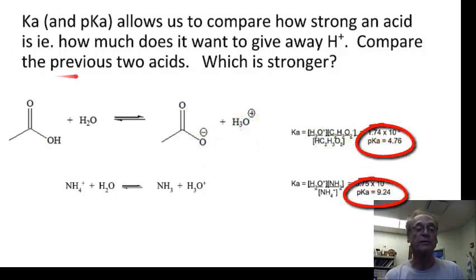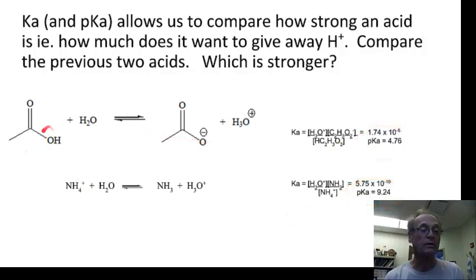So let's compare the previous two acids, which is stronger. We saw that for acetic acid, the pKa was 4.76. For ammonium ion, the pKa was 9.24. Which is a stronger acid, ammonium or acetic acid? And the answer is the smaller pKa value is the one that corresponds to the stronger acid. So acetic acid would be the stronger acid. Its pKa is only 4.76 as opposed to ammonium, which has a pKa of 9.24. That's a pretty big number as pKa's go, and therefore we know that ammonium is a pretty weak acid. Again, the bigger the pKa, the weaker the acid.